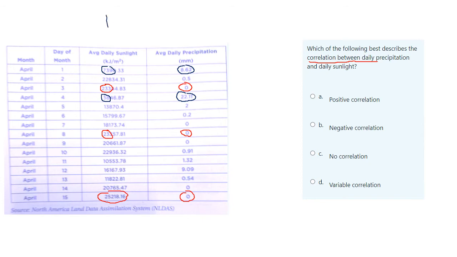When you have one high linked to one low and one low linked to one high, this is opposites. Opposites always show you a negative correlation. If they are both high together and both low together, then you would have a positive correlation. No correlation would mean that there's no link. But we can see that the 2 days with the lowest amount of sunlight, there was the highest amount of precipitation. And the days where there was the highest amount of sunlight, there was the lowest amount of precipitation.